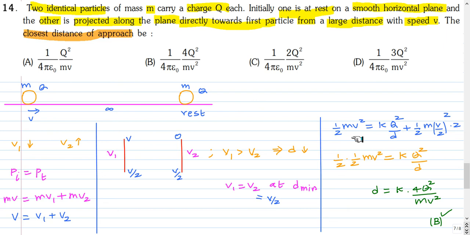So applying energy conservation at that instant, the initial energy when it starts is half mv square of the first mass, and finally it will have an electrostatic potential energy which is k charge square by distance, and let r be the distance at the minimum separation, plus the kinetic energy at that instant, that is half m, velocity will be v by 2, of the two masses, so it is into 2. So simplifying this, we get the distance r of the closest approach as k into 4q square by 4 mv square. So the correct option is option B.